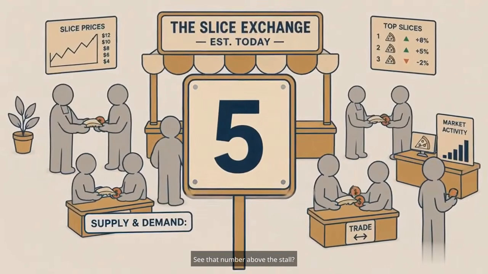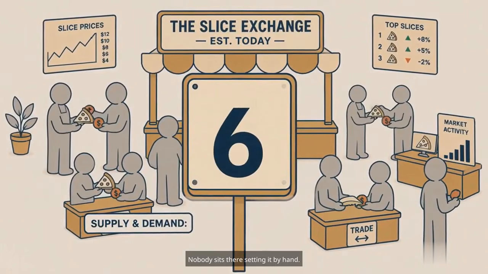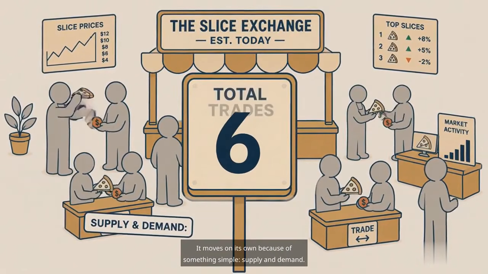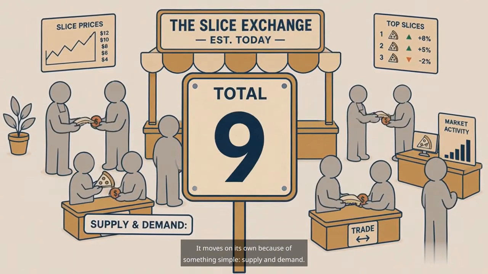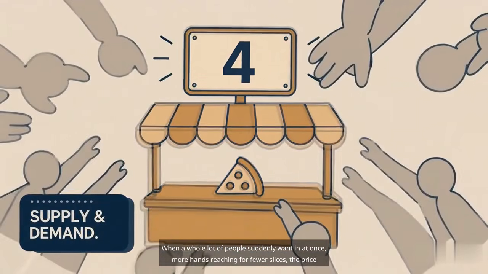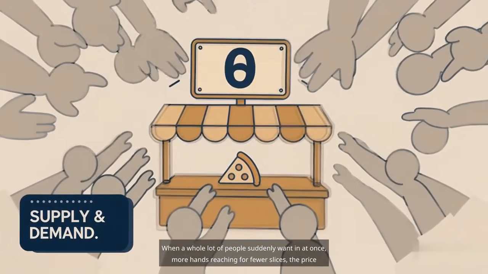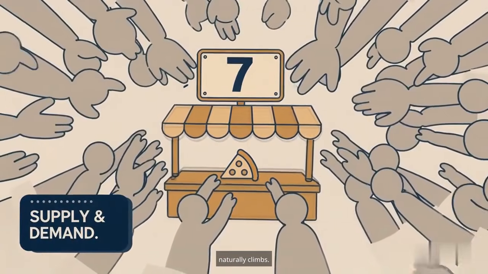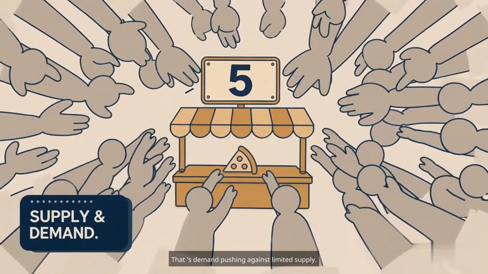See that number above the stall? Nobody sits there setting it by hand. It moves on its own because of something simple: supply and demand. When a whole lot of people suddenly want in at once, more hands reaching for fewer slices, the price naturally climbs. That's demand pushing against limited supply.